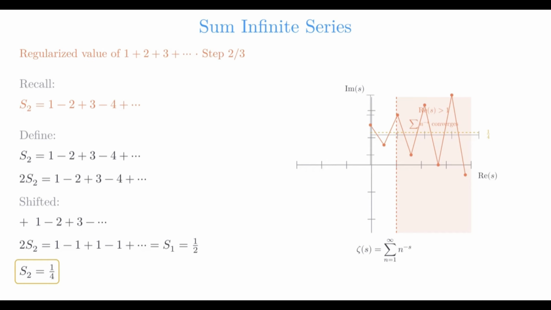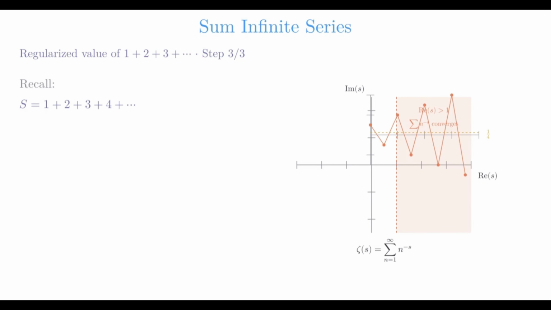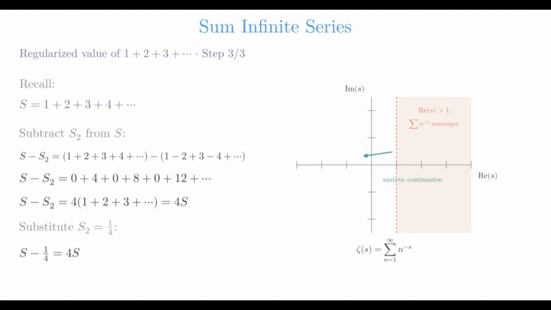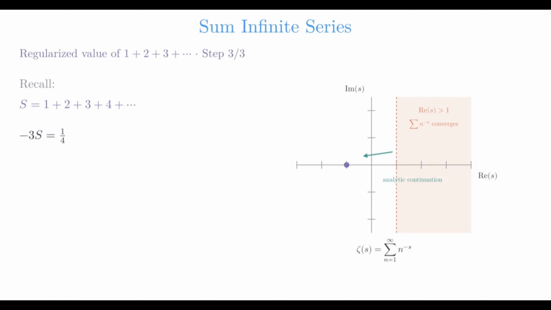Now comes the key move, linking S2 to our target series S. Step 3. Now we connect everything to our target series S equals 1 plus 2 plus 3 plus 4, and so on. Subtract S2 from S, term by term. The odd position terms cancel. We're left with 4 plus 8 plus 12, and so on. Factor out 4. This is 4 times 1 plus 2 plus 3, which is 4S. Substitute S2 equals 1/4. Rearranging, -3S equals 1/4. Therefore, S equals -1/12. This is the zeta function evaluated at -1.